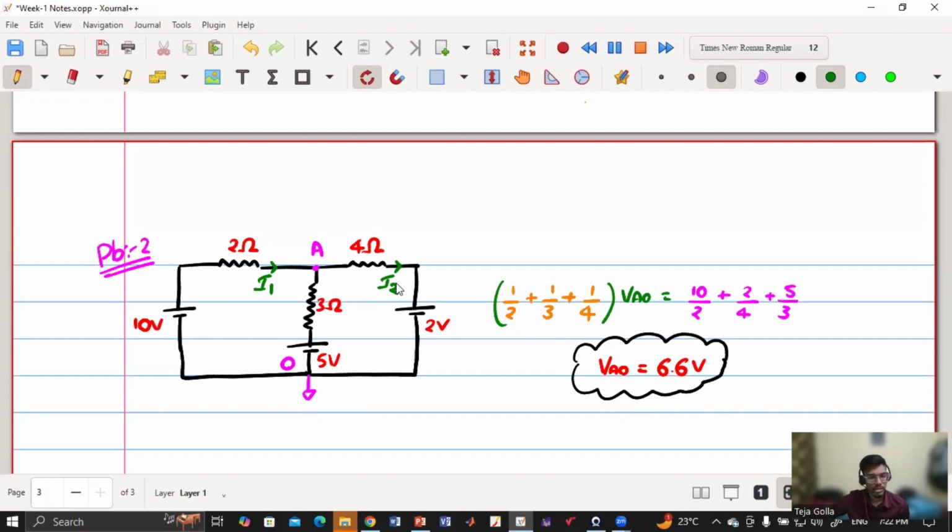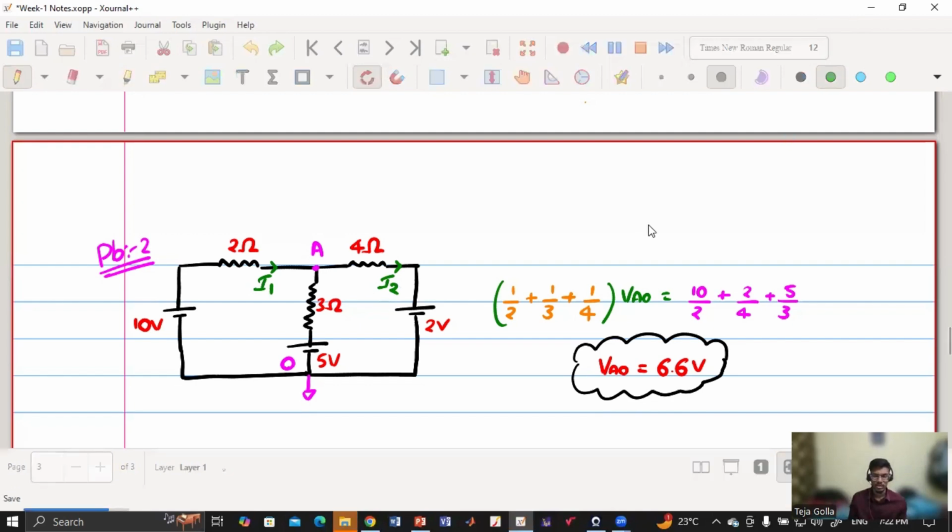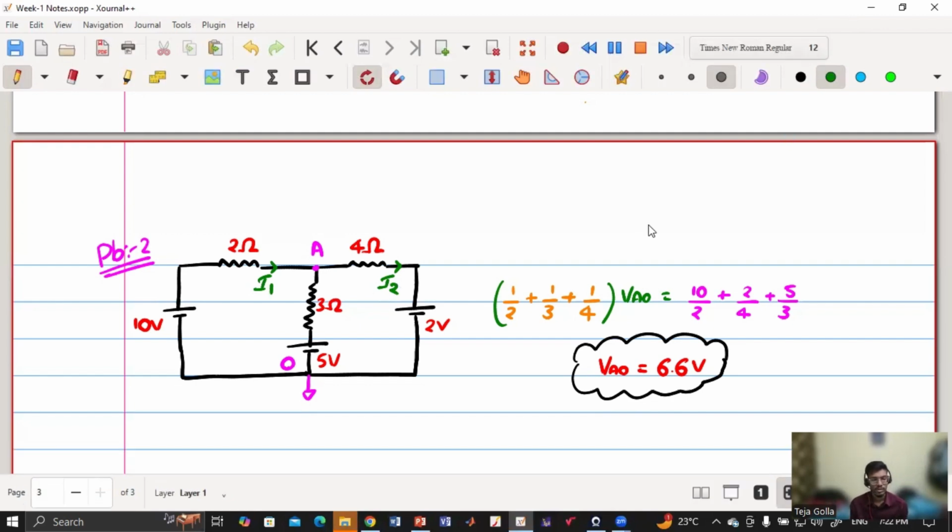So is that clear, this problem, or any queries? Anyone? Sir, can you please explain how to find the number of nodes?